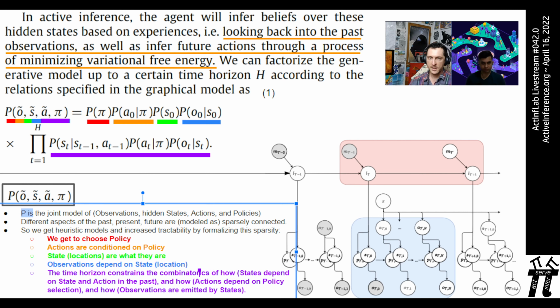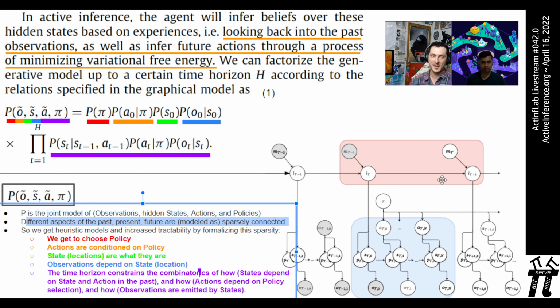So P is the joint model of O, S, A, pi. That's the observations, the video camera data, the hidden states at this layer, and the actions and the policy. Different aspects of the past, present, and future are modeled as sparsely connected. One could believe it or not that those are sparsely connected in reality, but in this model there's actually quite sparse connectivity amongst variables. If it's new to you, it might look like a circuit board or something, but relative to all versus all that it could be connected, this is quite sparse connectivity. Like this bottom left one doesn't influence this top right one, for example.